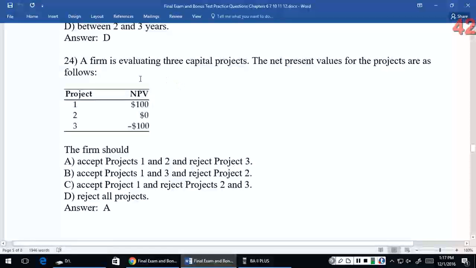Here's one. There's really no calculation, but you need to understand this. A firm is evaluating 3 capital budgeting projects. The NPV for each is given. Which of these projects would you accept and which ones would you reject?